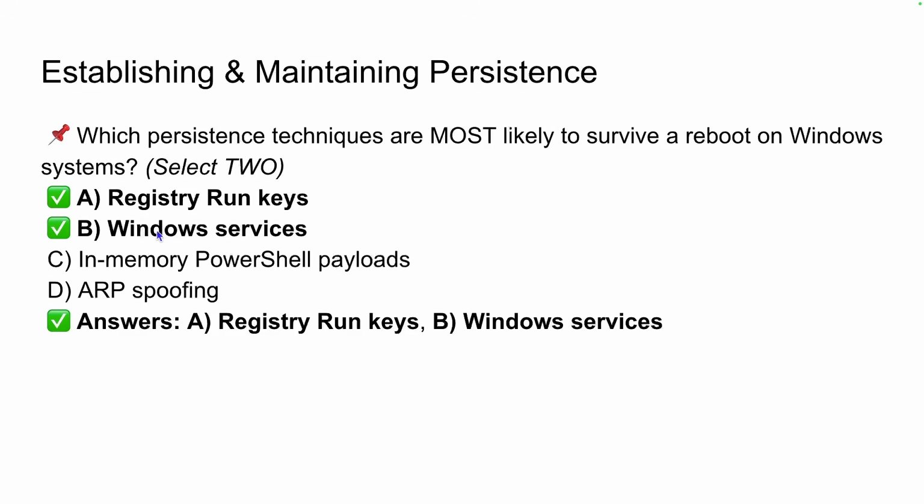That was stupid. So registry run keys, even though I kind of don't understand what that means, I know it's part of the Windows registry, and you can establish a key inside of the registry. So I can deduce what that means. Windows services, I know that works. But in-memory PowerShell payloads, that was a stupid answer. So the answer is A and B.